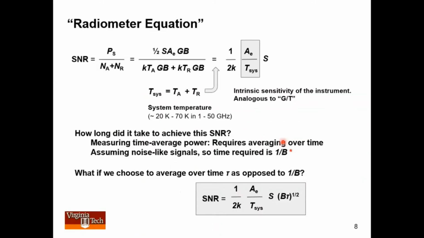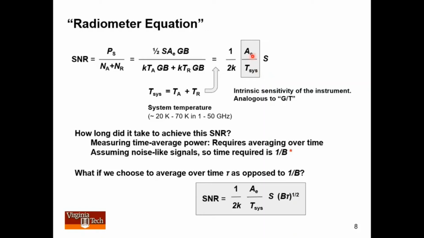So that we get the radiometer equation. I can't remember if Joel called it this, but this is what I'll call it. The signal-to-noise ratio that you can measure is the ratio of signal power to what you get from the antenna in terms of noise, not signal, plus the noise from the receiver. Simply substituting expressions here, you get 1 over 2k times A_e over T_sys times the flux. So what you see here in the box, A_e over T_sys, is one way of describing sensitivity. I call it the intrinsic sensitivity. I don't know if anybody else calls it that, but it is a characterization of the sensitivity of the instrument.